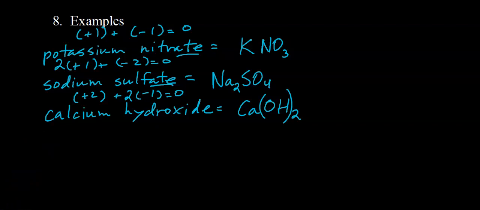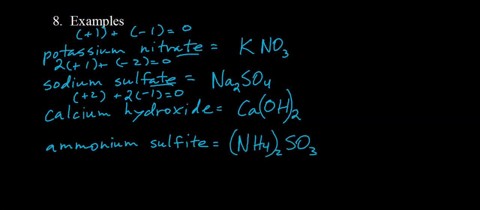Let's try one more. I'll let you try this one on your own. Go ahead and write the chemical formula for ammonium sulfite. Go ahead and pause the video to do this. In this example, both the cation and anion are polyatomic. Ammonium has a charge of +1. Sulfite has a charge of -2. So that means we need 2 ammoniums for every 1 sulfite.